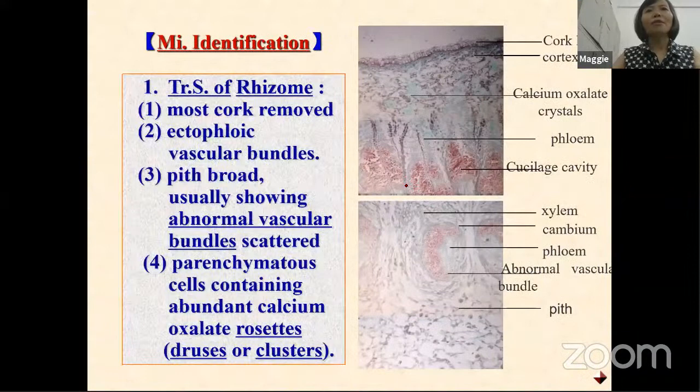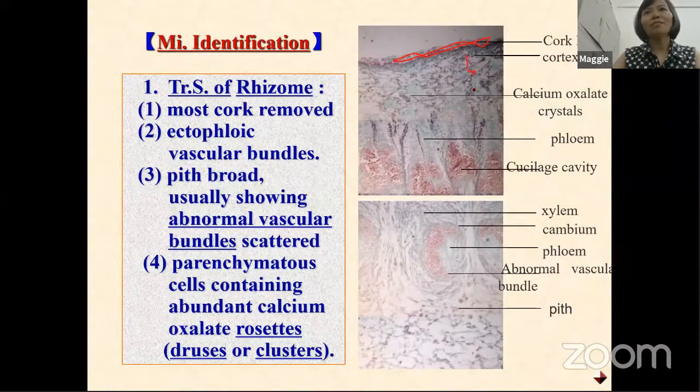Next one, microscopic characters. The picture shows us the transverse section of rhizome. From outside to inside, the outside part belongs to cork. Cork contains several layers of cells, but most of the cork is removed.